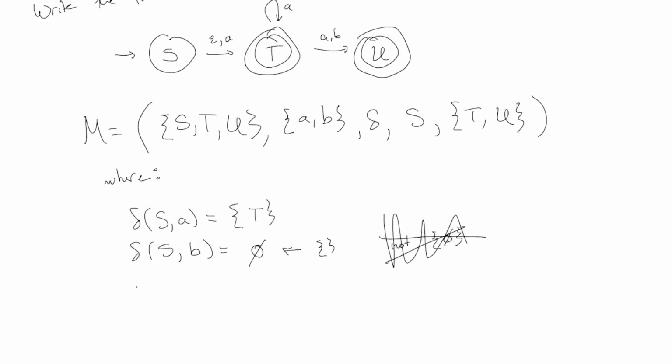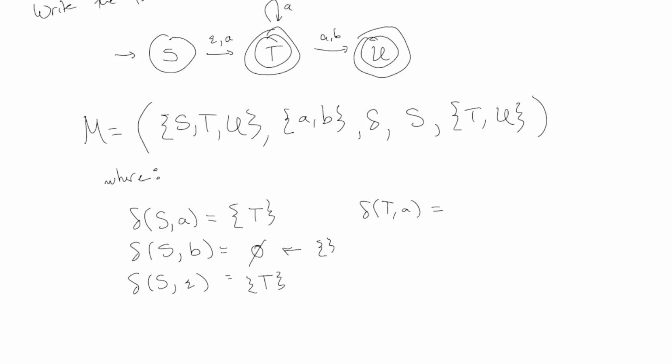And finally, I have to do delta of S and epsilon. Where's the epsilon arrow from S? And the answer is it goes to T. It should be the set of T, because it could be that there's more than one epsilon arrow, and in that case, you'd have to put them all in a set. All right? And so on. Maybe I'll try and put them over here just so I don't have to scroll. I also get delta of T and A. What do you think for delta of T and A?